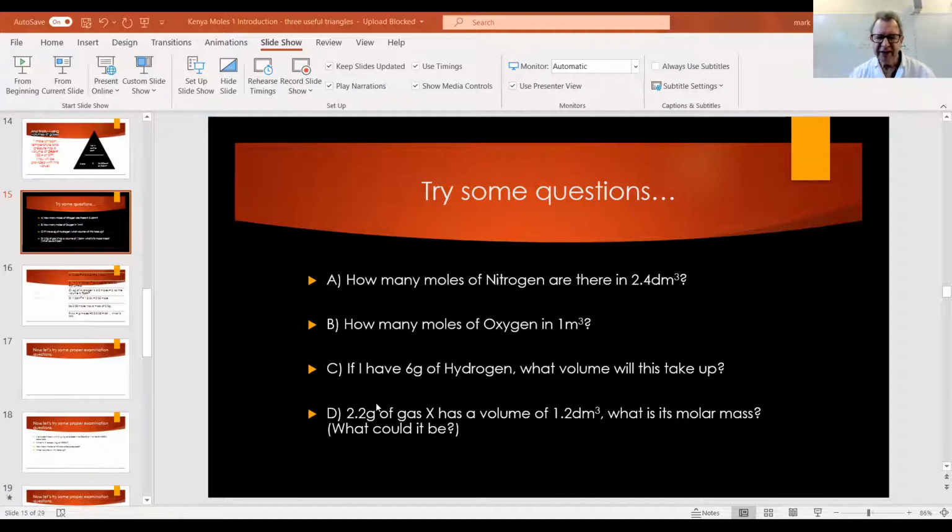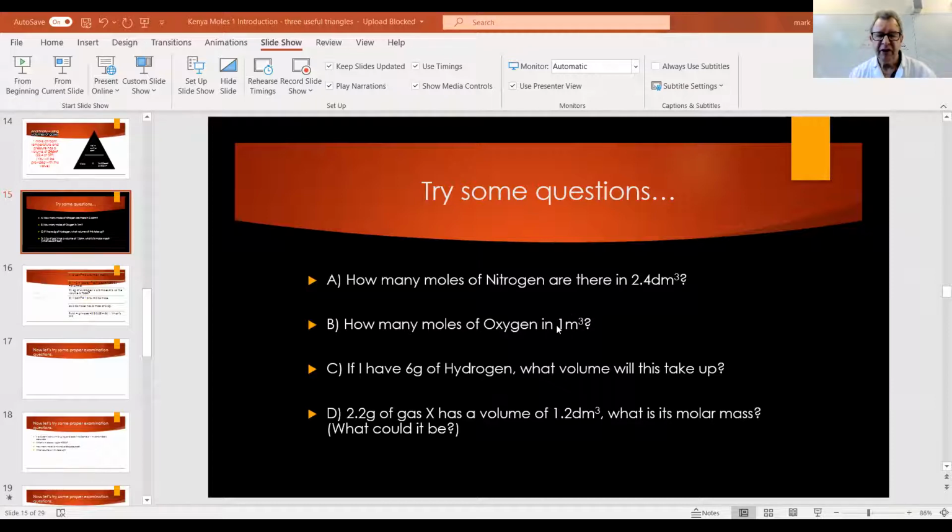And this one here is even more complicated. It says 2.2 grams of X, whatever X is, has a volume of that. What is its molar mass? In this one, we're going to use the third triangle to work out how many moles that is, and then use the first triangle: now I've got the moles, I've got the mass. What is the molar mass? What is the RMM? And if you're really sharp, what could it be?